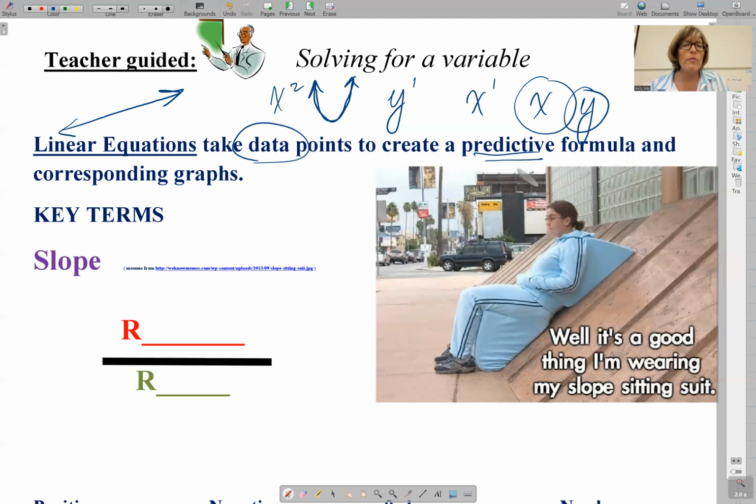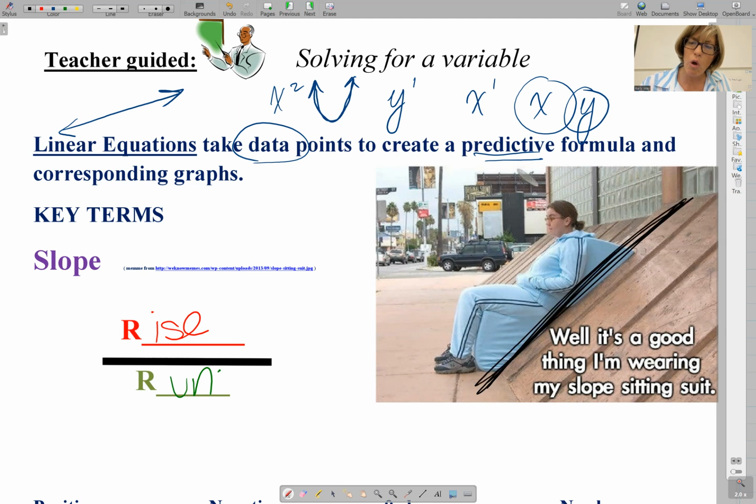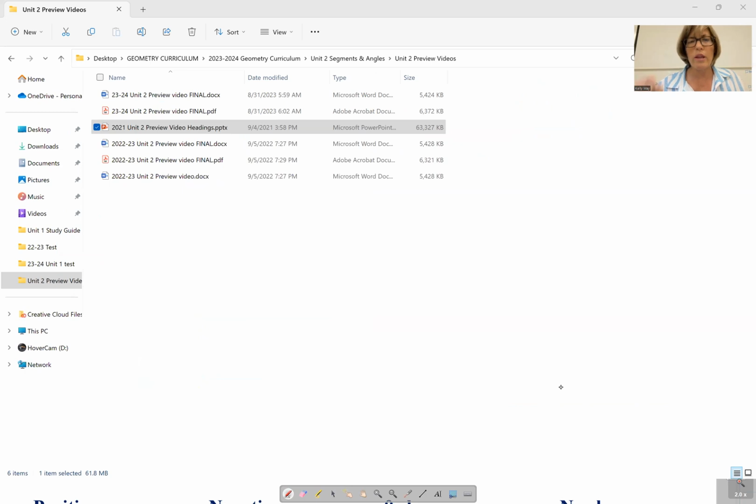So slope is rise over run. The slope of a line, the slope of this angled wall here, is going to be the amount of rise, which is up and down, with the amount of run, which is horizontal. Rise over run.